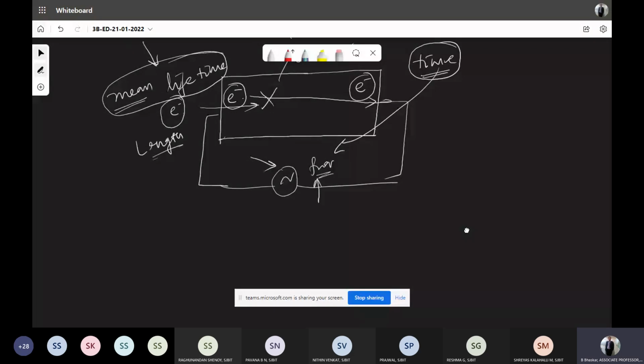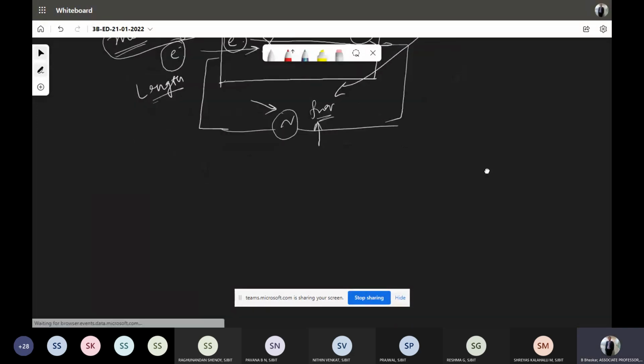We have to adopt it. I should not be talking about all those. But this is the whole idea behind it, to understand the frequency effect as far as high frequencies are concerned. Now let us come back to our discussion.